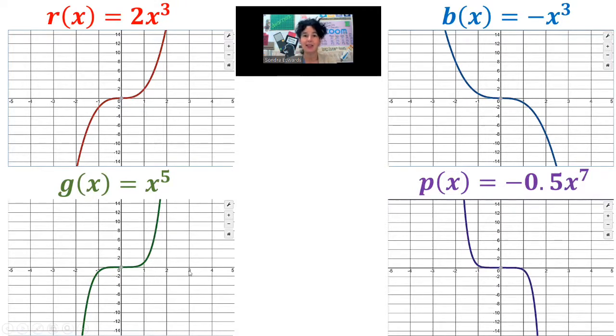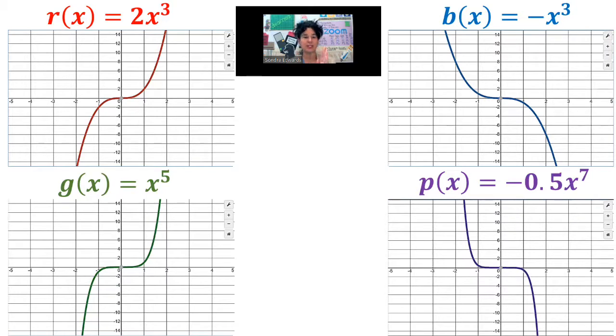So what is making that general shape? Okay, this curve that looks like this, whether it's going up or going down, that's because it's an odd degree. The higher the odd degree, like x to the third, x to the fifth, x to the seventh, polynomials that have a higher odd degree, they still have that basic shape.